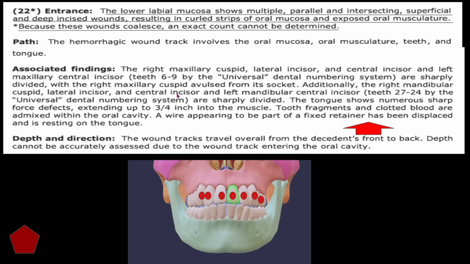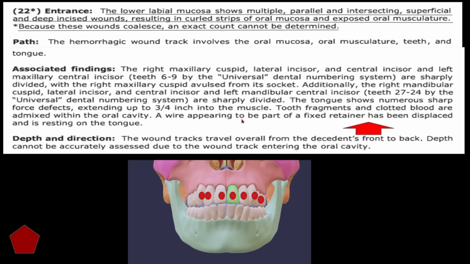Additionally, the lateral incisor, left mandible, and central incisor are sharply divided. So that's from a stab. The tongue shows numerous sharp force defects extending 3/4 inches into the muscle. So definitely stabs right here. Tooth fragments and clotted blood are admixed within the oral cavity.